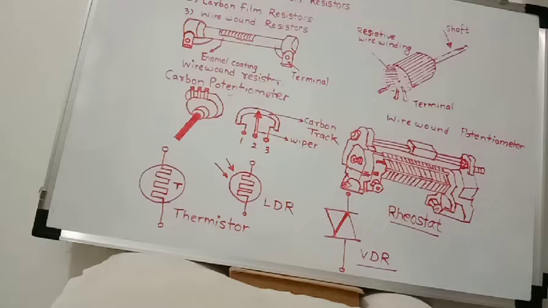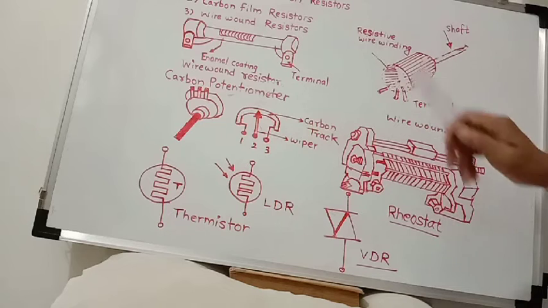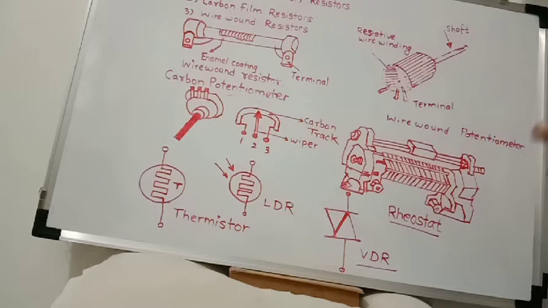During the deposition of the film, the value of the resistance is adjusted. The resistance value depends upon the length and width of the film, so it is adjusted by the length and width of the film.